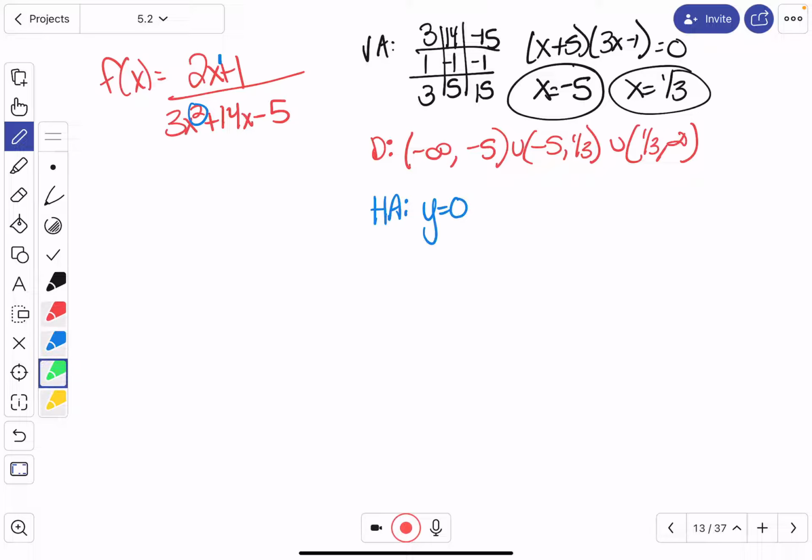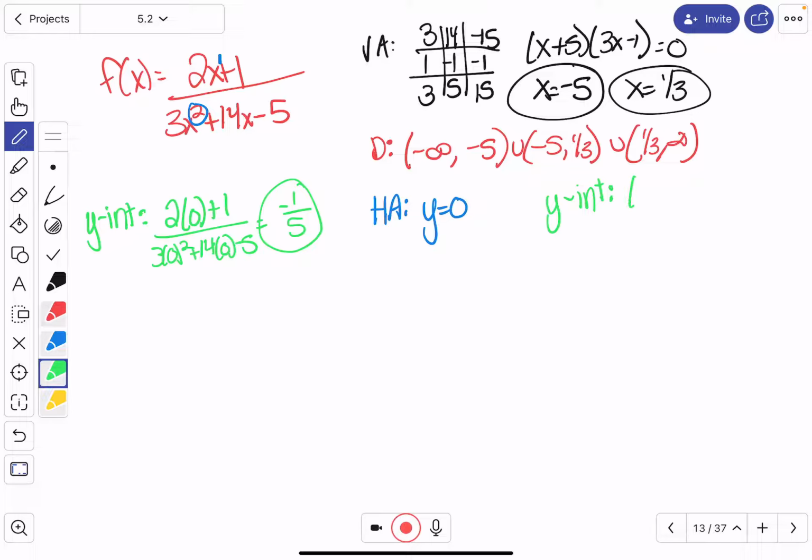Now we're going to look for our y-intercept. Well, y-intercepts are when x equals 0. So to find the y-intercept, we just plug 0 in for x. And we end up with -1/5 as our y-intercept. So I'll put that over here. So it'd be 0, -1/5.